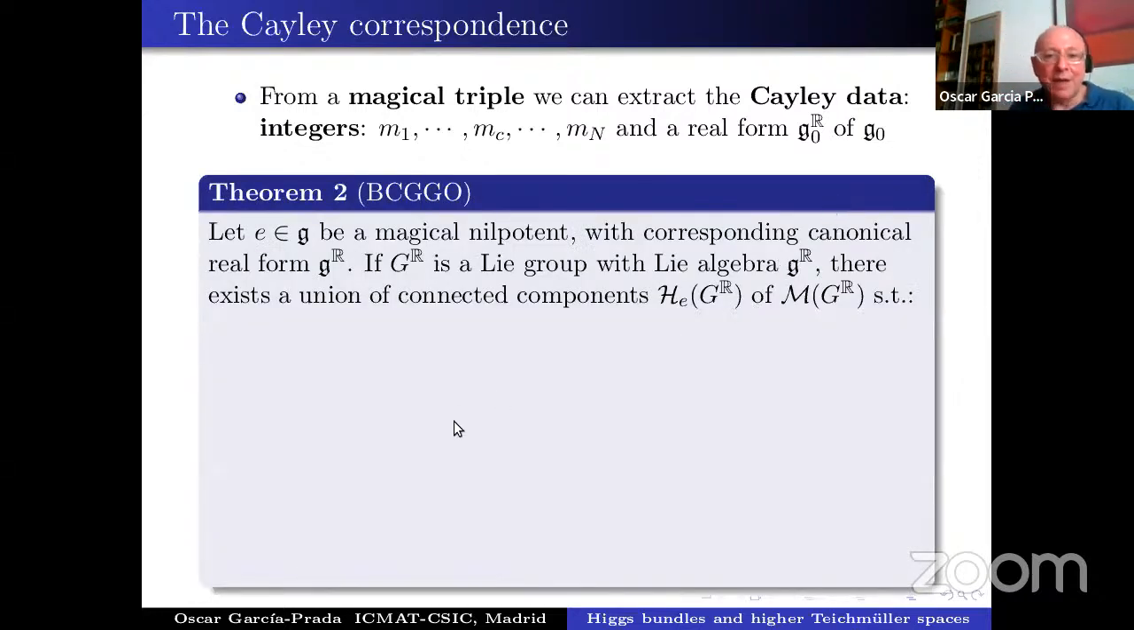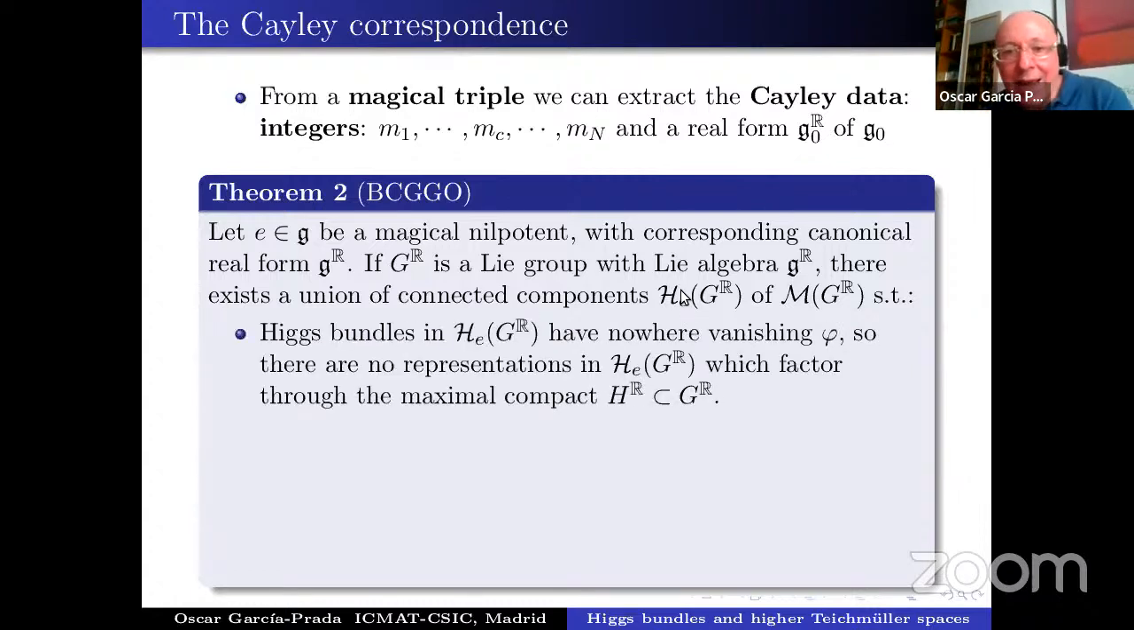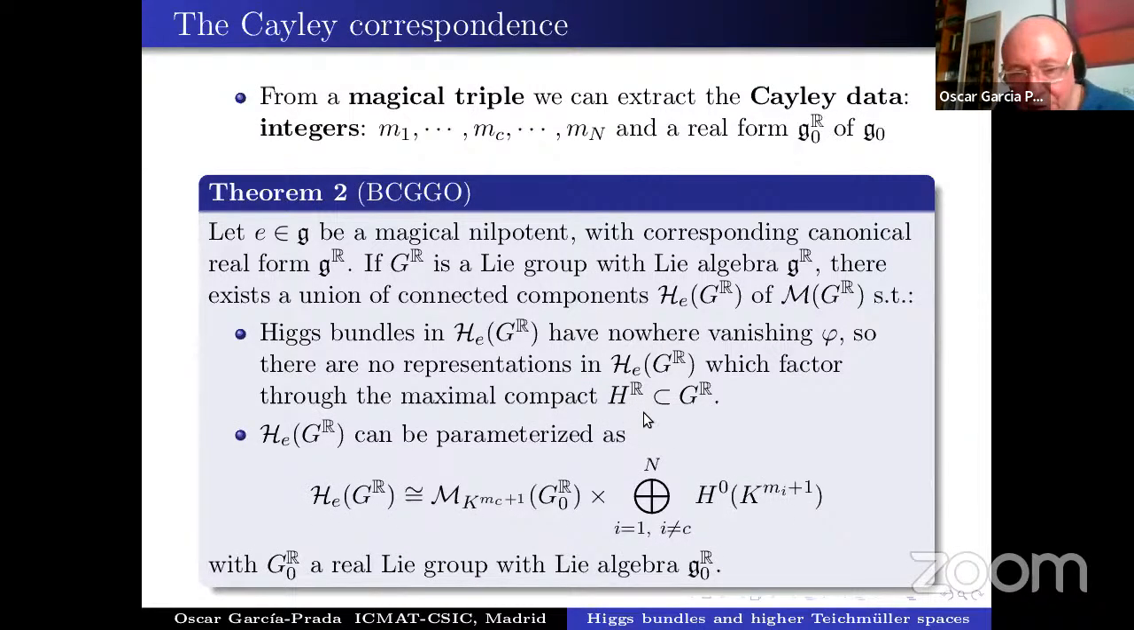And once you have that, what we prove is that if e is a magical nilpotent with corresponding canonical real form g_R, and if the group G_R is a Lie group with Lie algebra g_R, then there exists a union of connected components in the moduli space, determined by the orbit of e, such that the Higgs bundles there have nowhere vanishing phi. So they cannot be deformed to representations of the fundamental group in a maximal compact H_R. That's one thing.